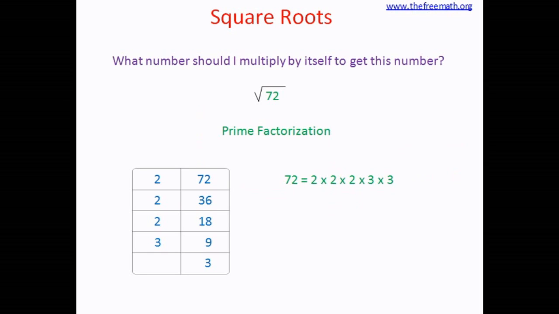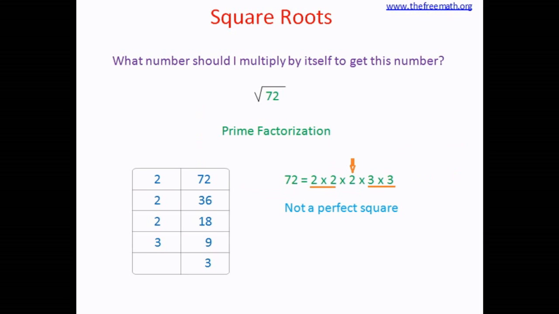Let's try to pair the factors. So you get it like this. Now you have one pair of 2's and you have one pair of 3's, but then you see this 2 here which doesn't have any partner to pair with. That means 72 is not a perfect square. It is not a square number. We know that 8 8's are 64 and 9 9's are 81, and 72 is in between 64 and 81. That means the square root of 72 must be somewhere between 8 and 9, but it is not a whole number.